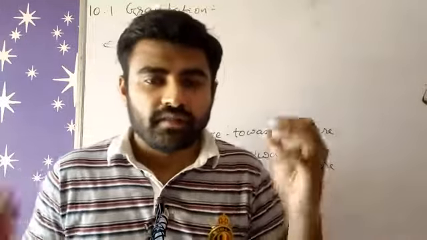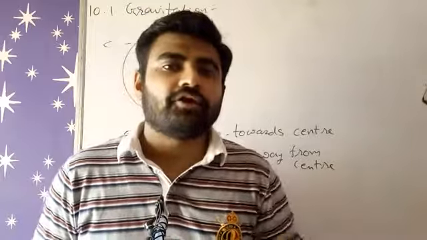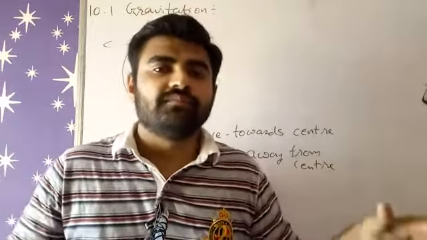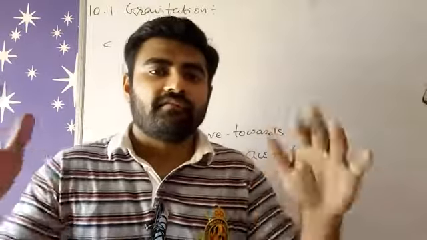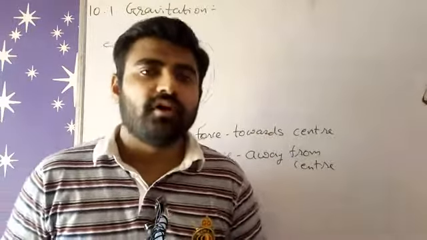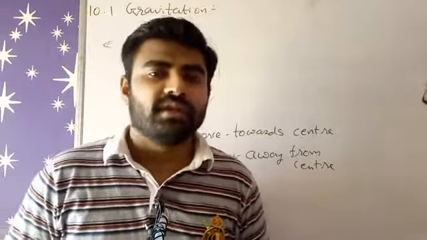All the objects on the earth are under the effect of gravity. That's why all the objects remain on the surface of the earth, otherwise they would be flying all over the surface or above the surface. So that is the meaning of gravitation.